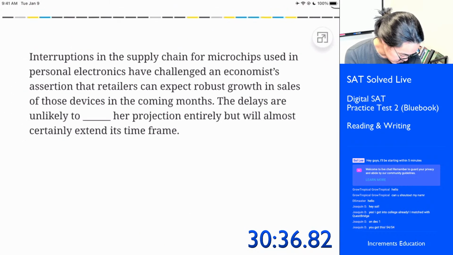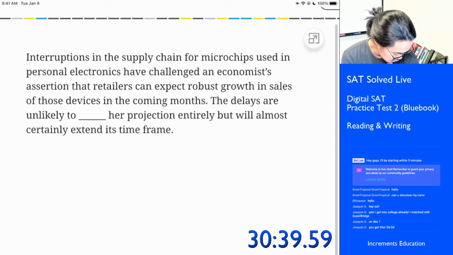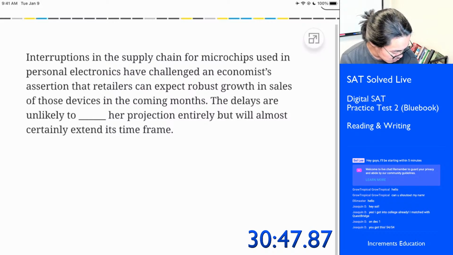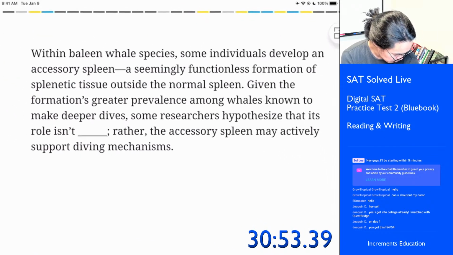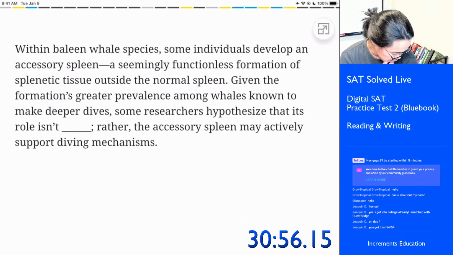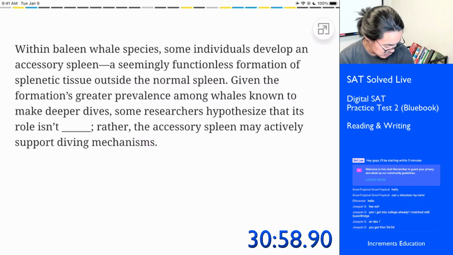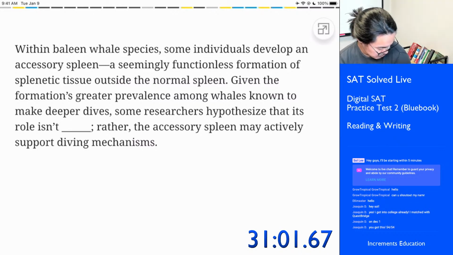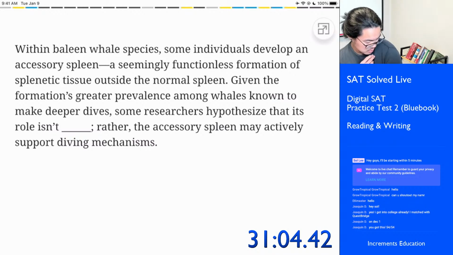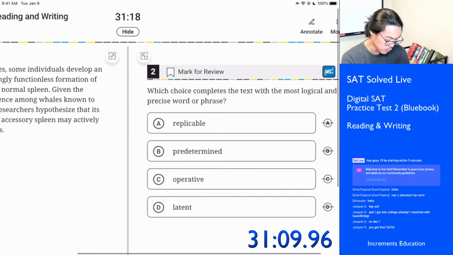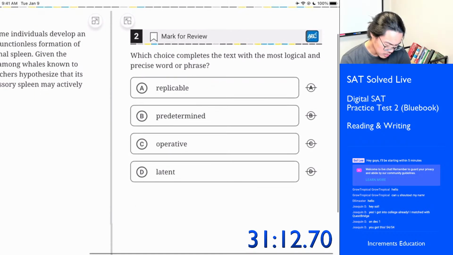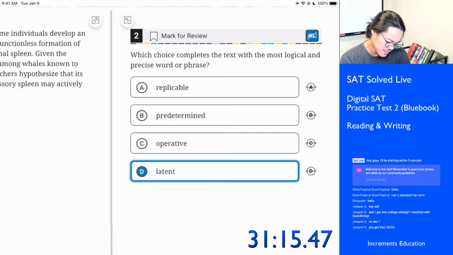Right. Interruptions in the supply chain have challenged the assertion that they can expect robust growth. The delays are unlikely to overturn her projection entirely, but will extend. Invalidate entirely, but it will extend. Within baleen whale species, some have an accessory. It's functionless. Given the prevalence known to make deeper dives, it isn't actually functionless. Maybe it's useful for... It isn't actually useless. Yo, latent? Come on, that's not a good word for that.